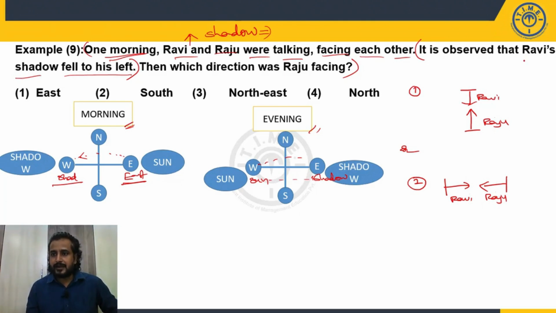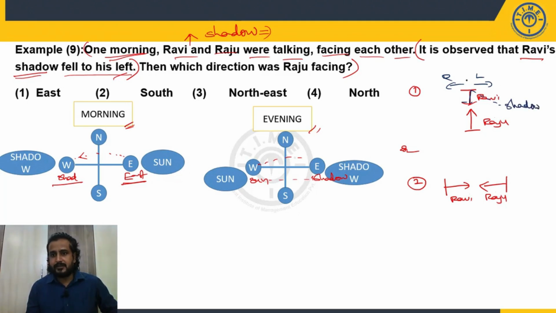Because based on Ravi's position and his shadow position, we are going to decide the directions. We are not deciding the directions here. We are placing the persons first, then we are deciding the direction based on the shadow. So what is given? It is observed that Ravi's shadow fell to his left only. So Ravi is facing towards this way. So this side will be the left side and this will be the right side. So this side will be the shadow. Have you understood the point?